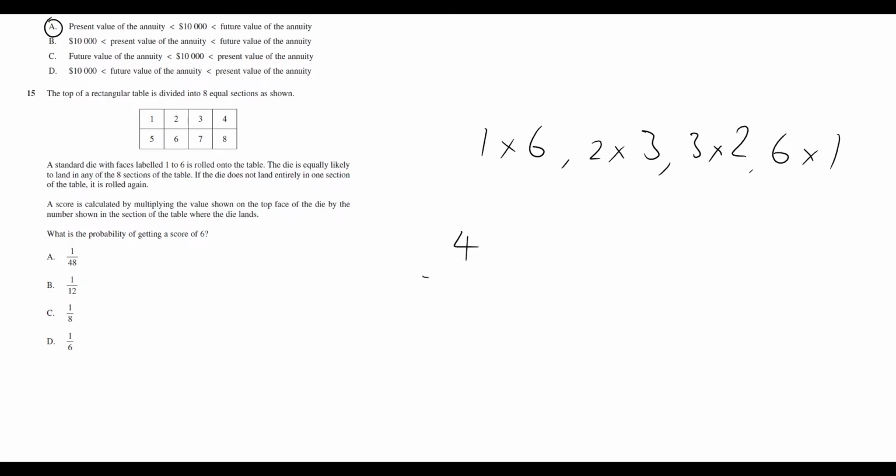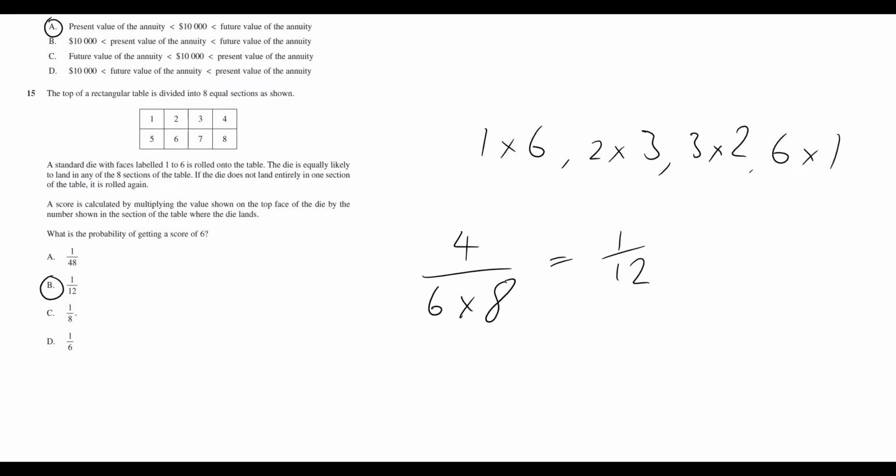So we've got 4 over something. So what's the total probability going to be out of? It's going to be out of 6 times by 8. So the number of different ways that we can roll the die versus the number of different ways that we can land on the table. And so when we compute that, we get an answer of 1 over 12, leaving us with option B.